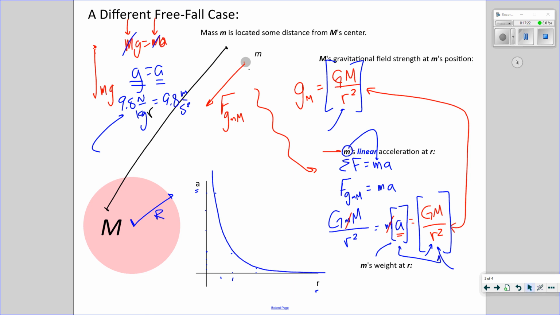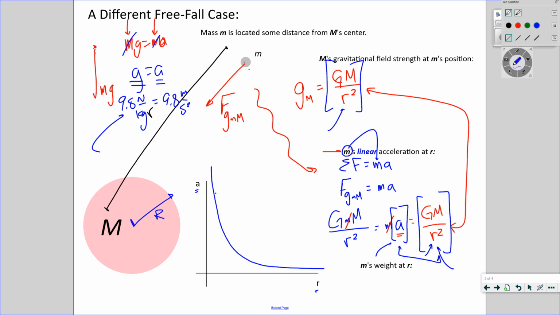I have the luxury of sliding this thing around a little to make it nice. We will never get an a of 0, or an object will always accelerate when it's in some other object's gravitational field. But that acceleration just might get really small. Acceleration gets really small as r gets really big. Or when r gets really small, a gets really big.